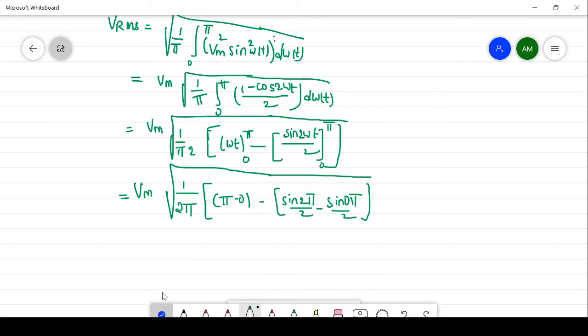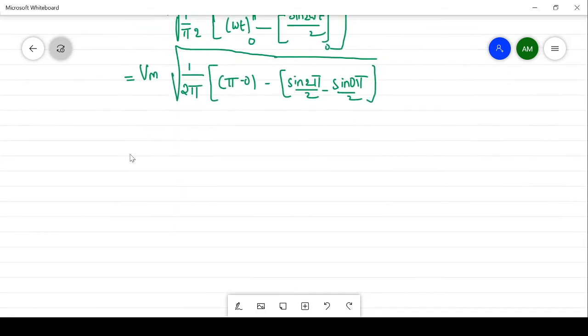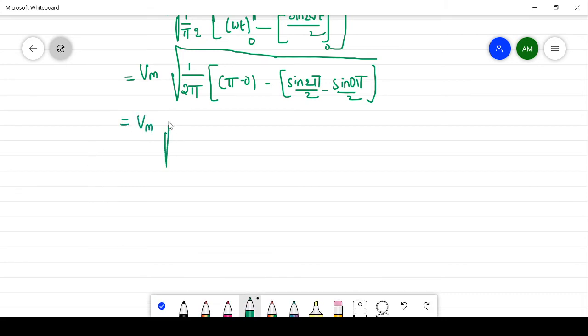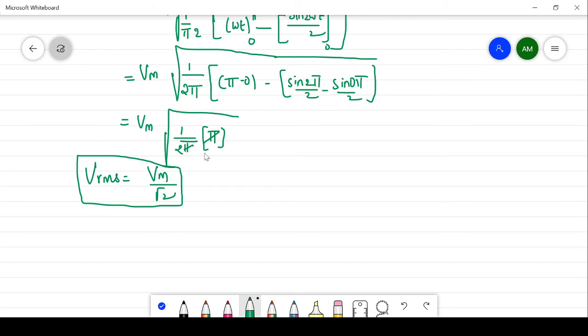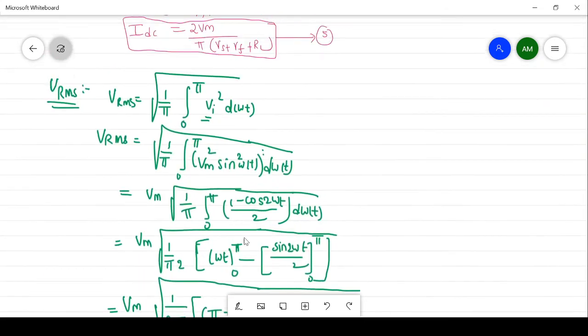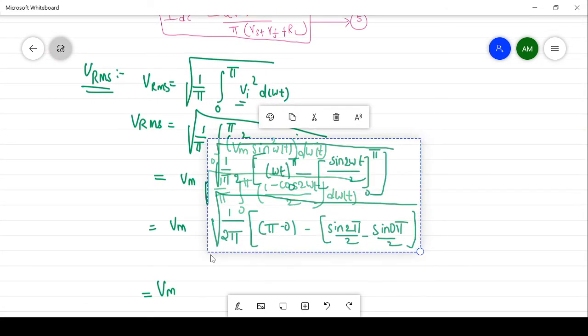So sine any n pi is 0. So Vm and root of 1 by 2 pi into pi; this complete term is 0, since sine n pi is 0, sine 2 pi is 0, sine 0 is also 0 here. So pi cancels here, then Vrms is equal to Vm by root 2. Vrms is equal to Vm by root 2. Okay, so this is equation number 6.